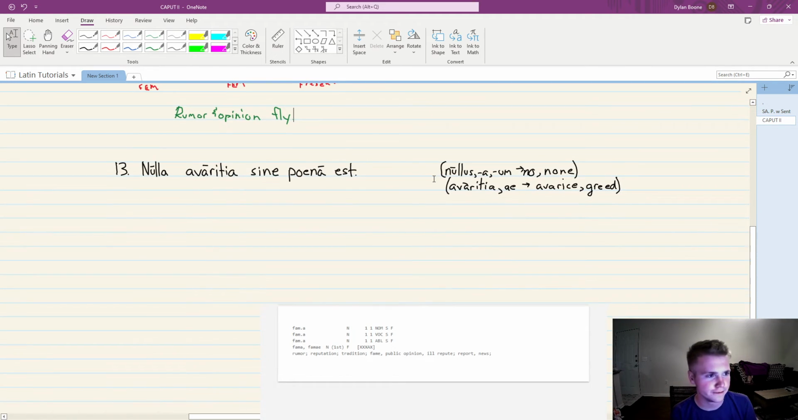Yeah, so last one. Again, speeding it up a little bit. So we have nulla avaritia sine poena est. Okay. So we have a different thing that we haven't seen here before, and that's a preposition. So let's just start normally with our verb, right? We see est. Same one we saw up there. We can go ahead and note that out there so we know that's singular, present, third person, right? He, she, it, is.